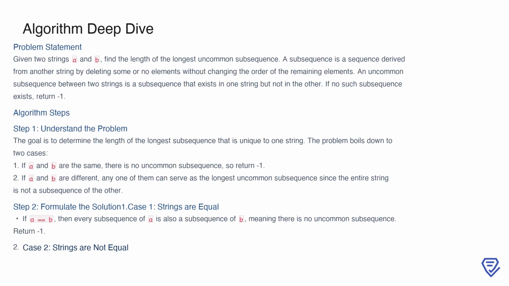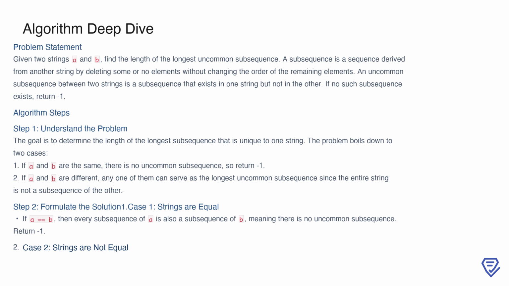To start, let's understand the problem. We are given two strings, A and B, and the goal is to determine the length of the longest uncommon subsequence between them. A subsequence is essentially a sequence where some characters might be deleted, but the order remains intact. An uncommon subsequence is one that exists in either A or B, but not in both. If such a subsequence doesn't exist, we return -1.